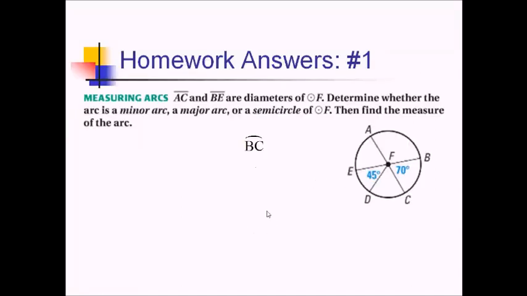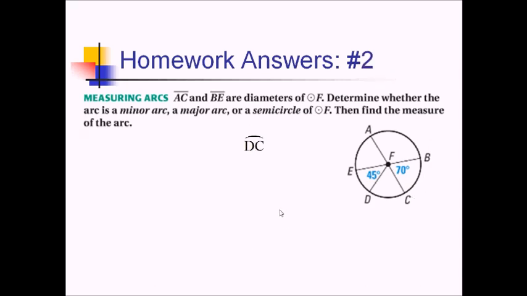For number 1, we want to find the type of arc and the measure of the arc for arc BC, that's this arc over here. So this takes up less than half the circle, so this is a minor arc. And since we have a central angle here of 70 degrees, that means this arc is going to be the same degrees, also 70.